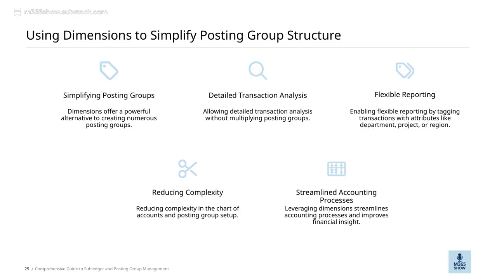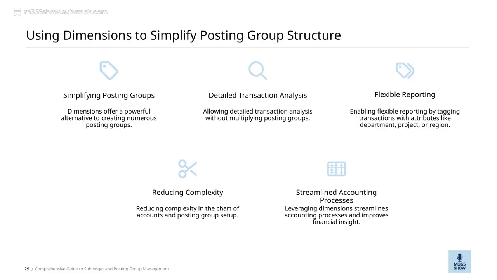As part of our comprehensive guide to subledger and posting group management, this is a key concept. Leveraging dimensions helps streamline our accounting processes and enhances our ability to gain better financial insights. By incorporating dimensions, we can reduce the complexity we often face with a large chart of accounts and the need to set up numerous posting groups. This approach enables us to be much more flexible in reporting.